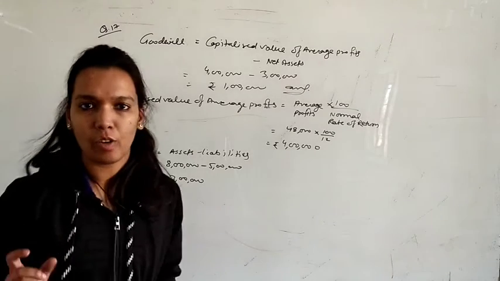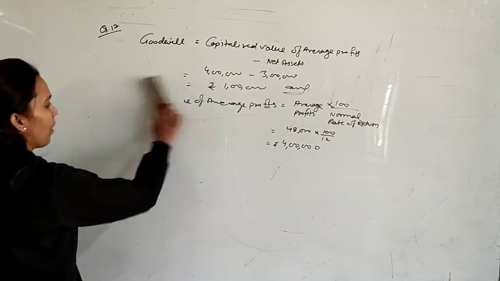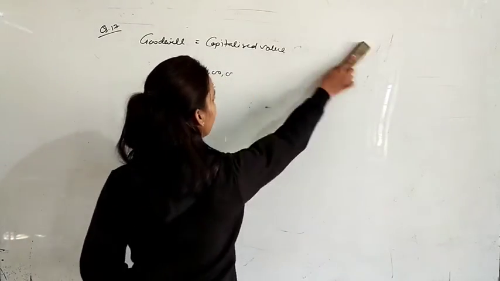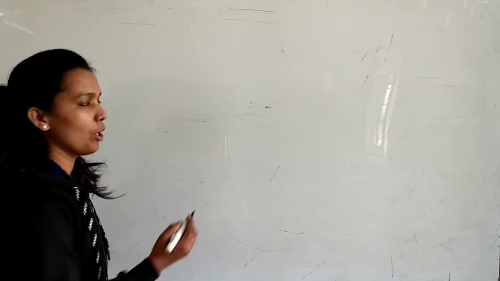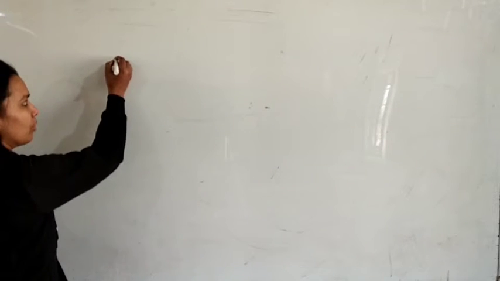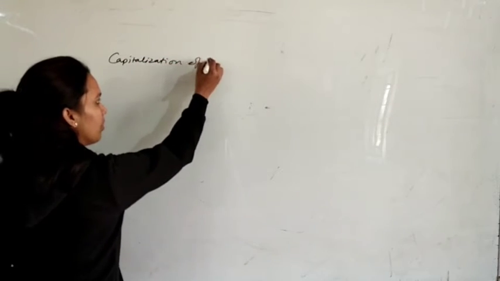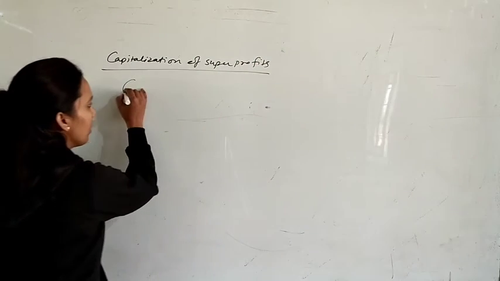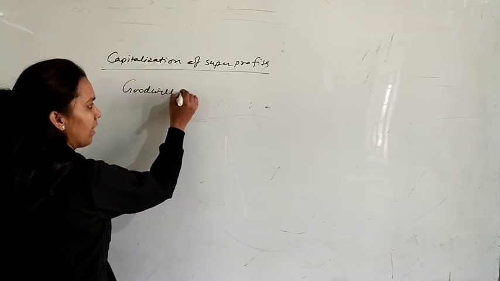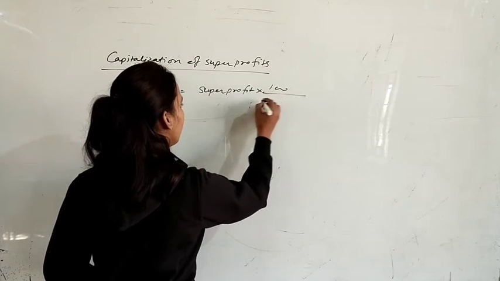Okay guys, next we are going to discuss the second method of capitalization, that is the capitalization value of super profits. As in the capitalization value of average profit we put two formulas, but in the super profit method there will be only one formula, capitalization of super profits. So in this, goodwill will be calculated this way: super profit multiplied by 100 upon normal rate of return.